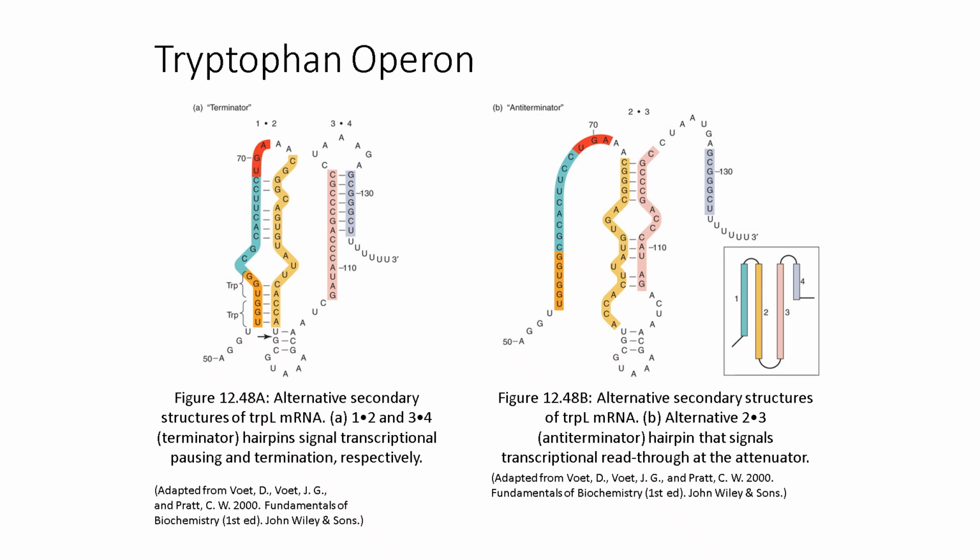If segments 3 and 4 pair, a terminator hairpin forms, halting transcription. If segments 2 and 3 pair instead, an anti-terminator hairpin forms, allowing transcription to proceed through the structural genes. This pairing depends on ribosome position and tryptophan availability, essentially linking transcription and translation in real time.